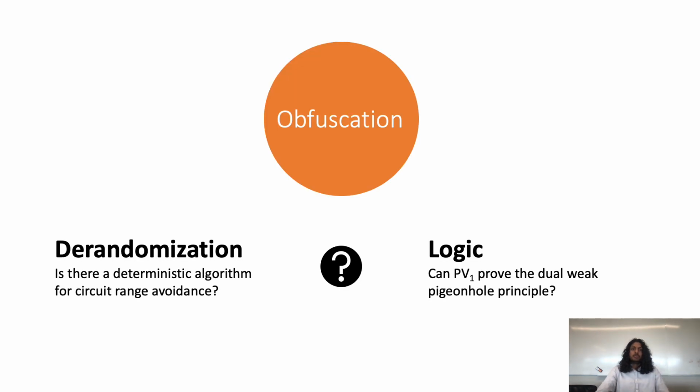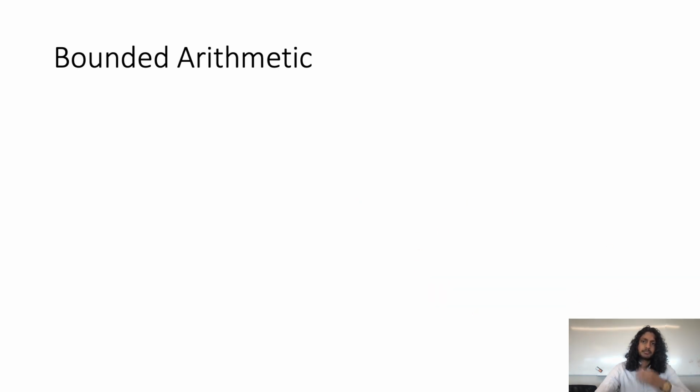Okay, so far I've told you a little bit about this first question. Hopefully it's clear. Is there a deterministic algorithm for circuit range avoidance? Next, I'm going to talk about logic, and in particular this area called bounded arithmetic, and explain this question.